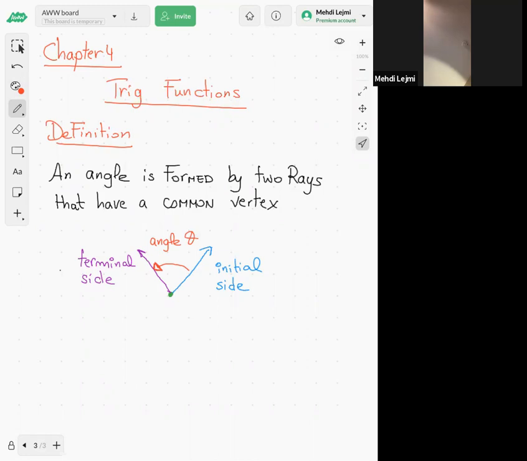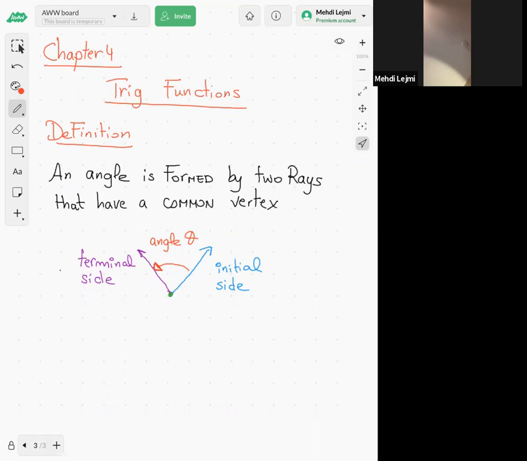So that's what I mean by an angle, right? You have a vertex, and there are 2 sides. There's an initial side and a terminal side. And when you go from the initial side to the terminal side, you get your angle. That's what I call an angle, right?